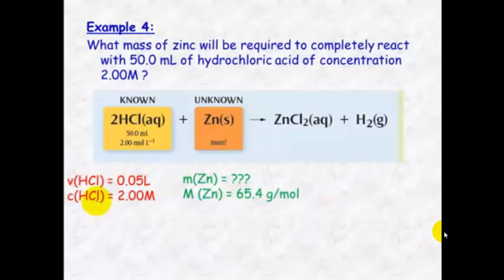If you look at this straight away, and you always set your work out like this, it's easy to get marks, because you can see a V, you can see a C, you know you can work out n. It gives you somewhere to go. Once you've got n of hydrochloric acid, you can work out with the mole ratio what n of zinc is. You've got M, so you can work out the mass. But we'll take you through that step by step.